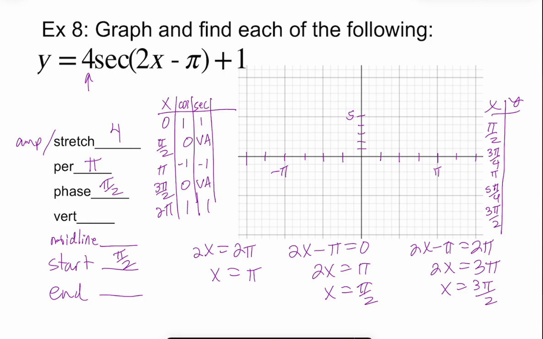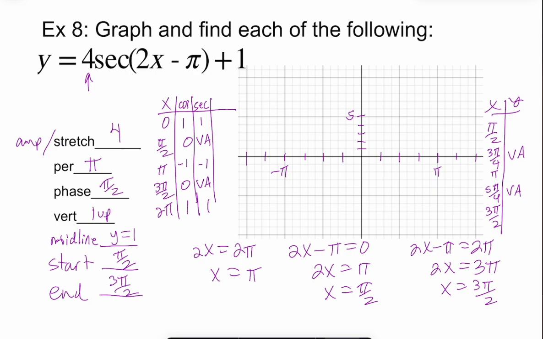The vertical stretch is that number right there. So that's 1 up, or y equals 1. Our ending we found was 3 pi over 2. So I think we have everything we need. What's great about the second spot is a vertical asymptote, and the fourth spot is a vertical asymptote. So let's put on all the asymptotes we got on our graph paper, okay?